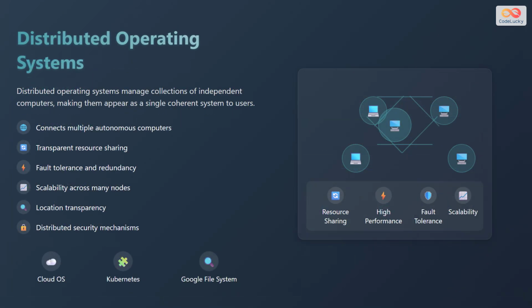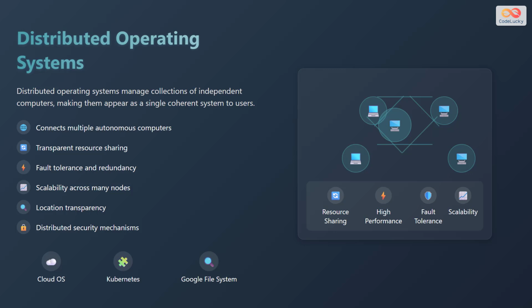Finally, we have distributed operating systems, which manage collections of independent computers, making them appear as a single coherent system to users. These operating systems connect multiple autonomous computers, allowing them to work together to solve complex problems. Transparent resource sharing is a key feature, enabling users to access resources on any computer in the network without knowing their physical location. Distributed operating systems provide fault tolerance and redundancy, ensuring that the system continues to operate even if one or more computers fail.